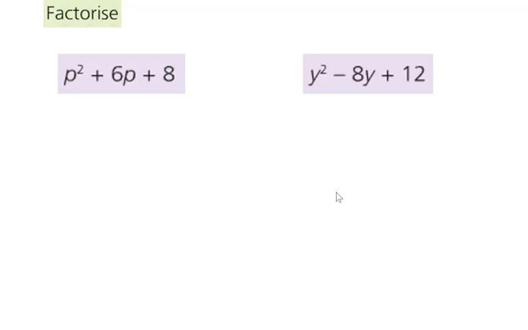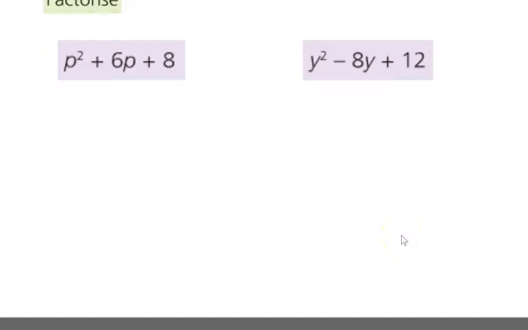Now if we have a look at the signs, so we have a plus in front of the constant and a plus in front of the other constant. So that tells us that the signs in the middle will be the same.